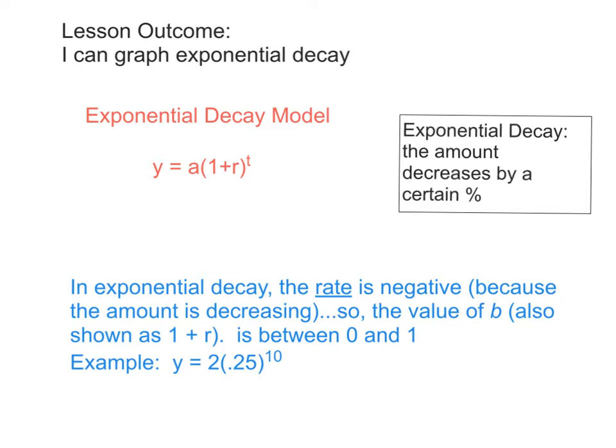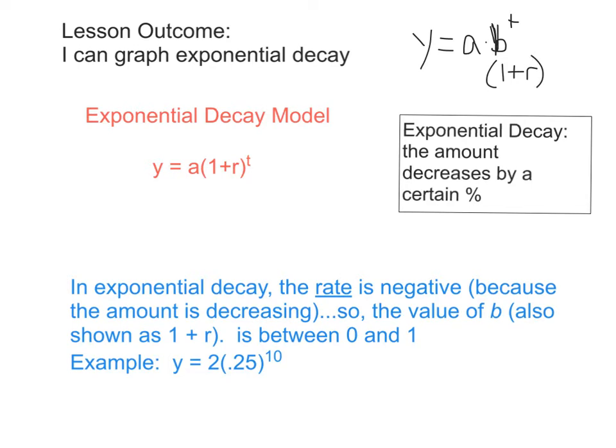The difference is that our rate is going to be negative, because we're decreasing the amount of whatever we have. So if you think about 1 plus r, remember we talked about that as being another way of talking about b. So let me write this up here: y equals a times b to the t power. Remember, b is our growth factor, and in this case it's going to be decay. B is another name for 1 plus r.